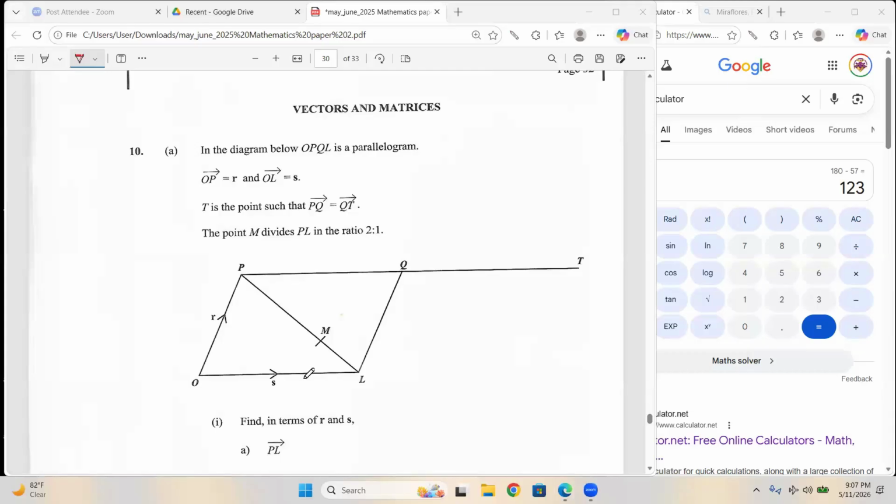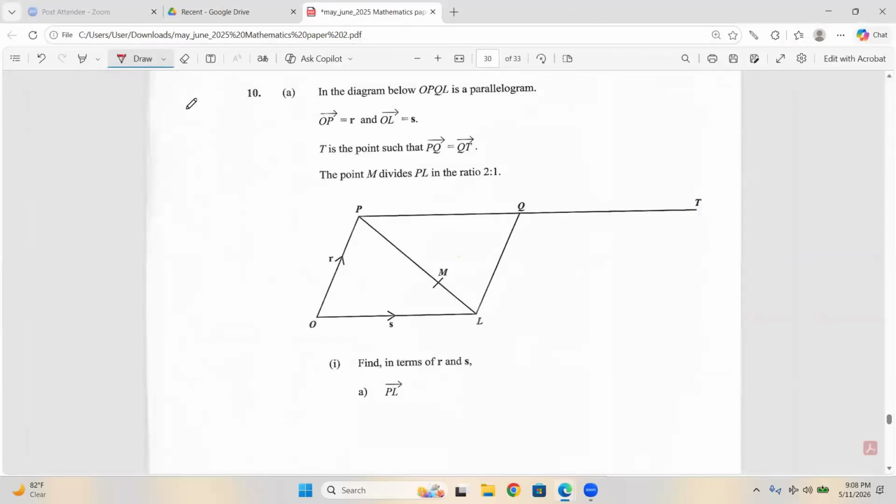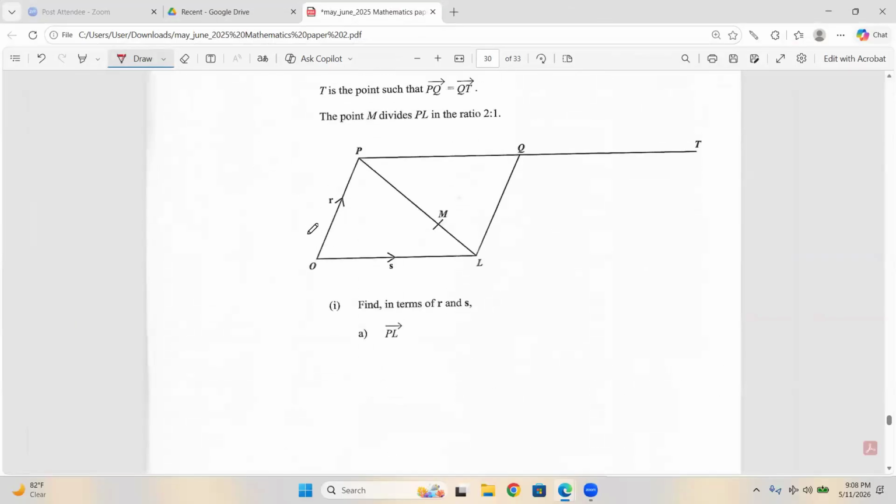PQ, where is QR? Okay, QT. It says the point M divides PL in the ratio 2 to 1. We'll get to that when we need it. We're not going to need a calculator for this right now, so I might as well open up the screen because we have algebra in it. They want us to find, in terms of R and S, vector PL. We need to create a vector equation for sure.